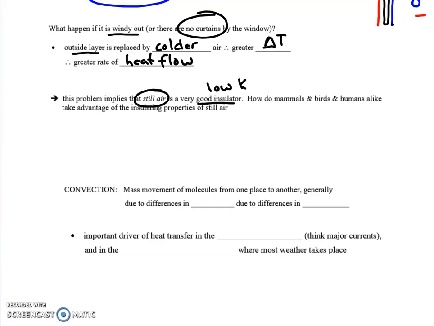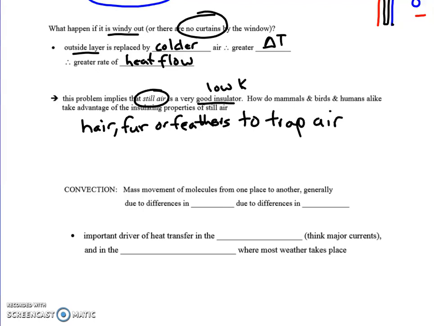So how do we, as mammals or birds alike, take advantage of this insulating property of air? We have hair or fur or feathers for the sole purpose of trapping air. Since air is a very good insulator, you're not going to get much heat flow through conduction, and if it's trapped, it's not going to move. We see from the previous problem why that's so important.